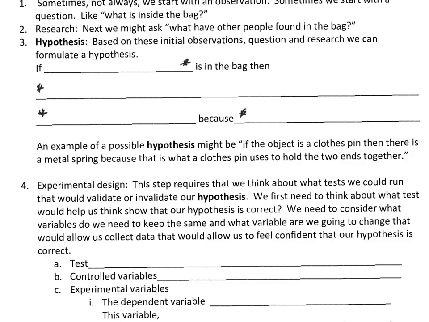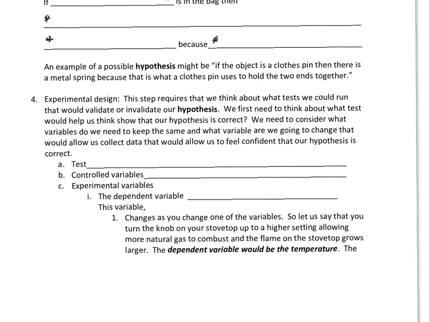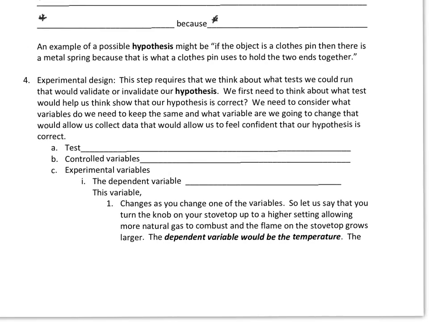So what's a good example? Well, what I told you here. I gave you an example right here, and I said, if the object is a clothespin, and why did I pick clothespin? Because people were saying it's a clothespin, so I said, okay, let's pick a clothespin.